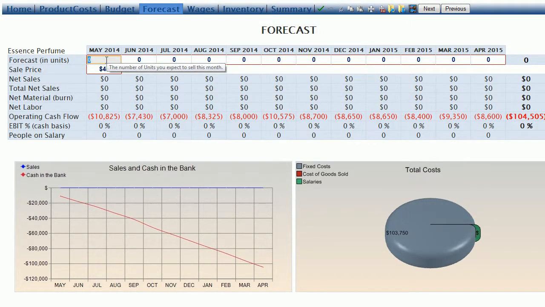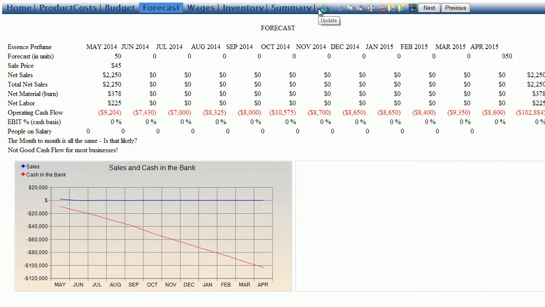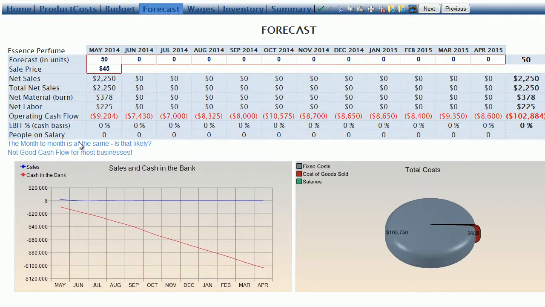I will enter data for the first month. Let's say Mrs. Gray sells 50 bottles of perfume in the first month. Then update to see the results. Several things happen. Calculations based on the numbers from the other pages take place. Advisory notifications that help the user will show on the screen. And the charts will update with the new information. Now I will enter the full 12 months and just do one update when the data is entered.